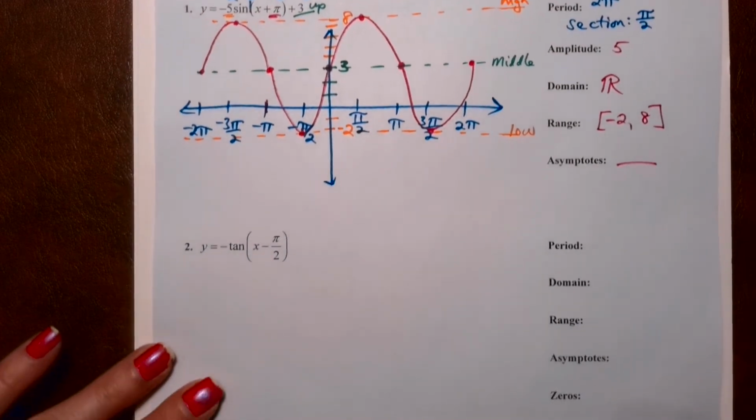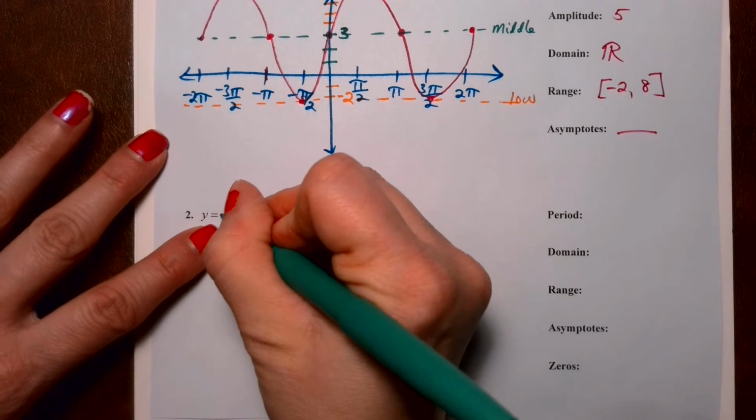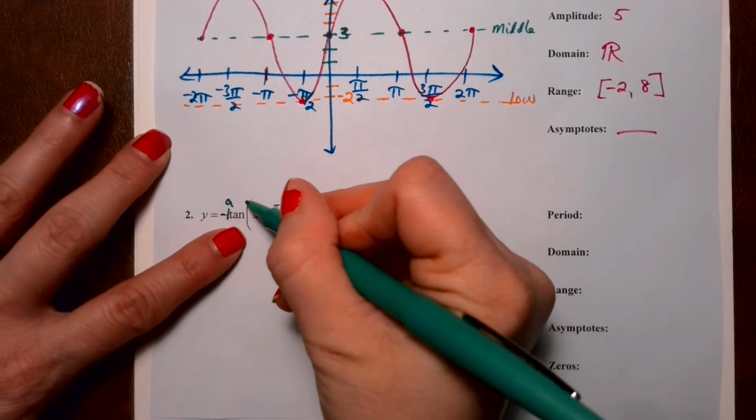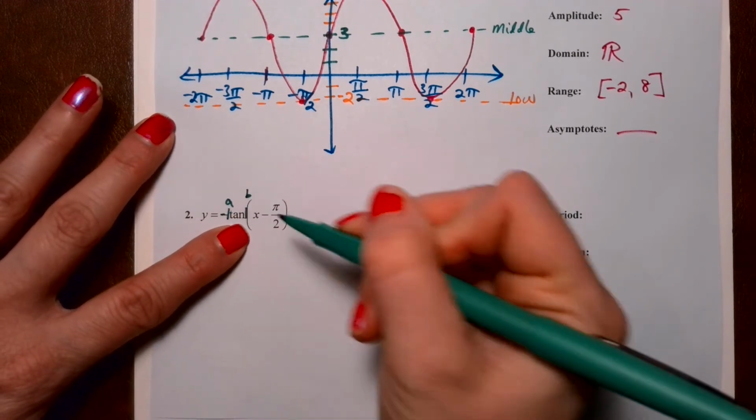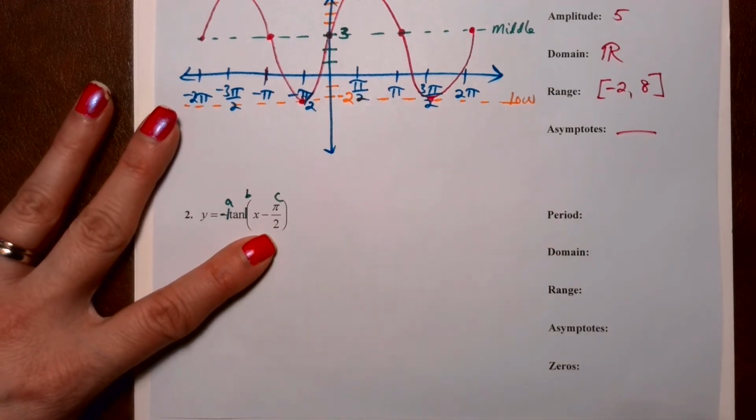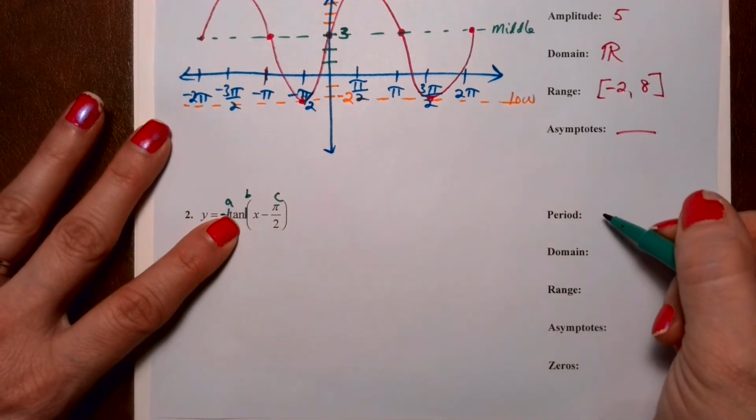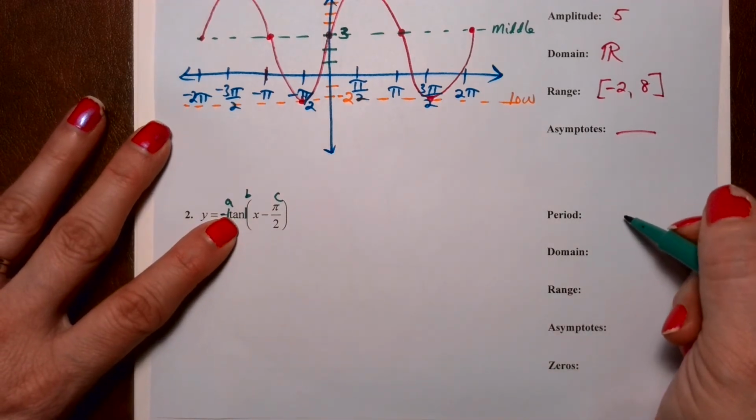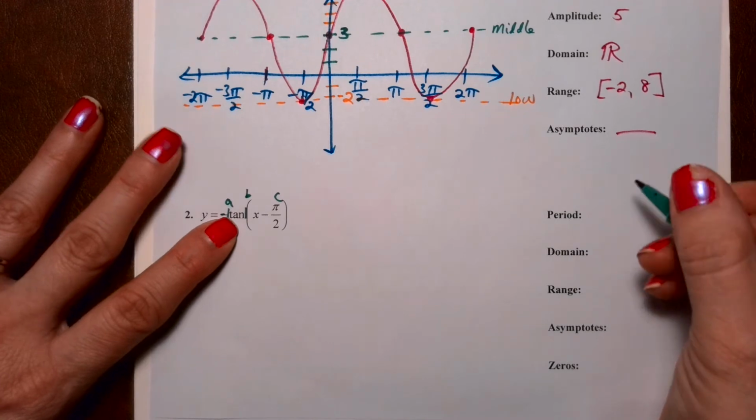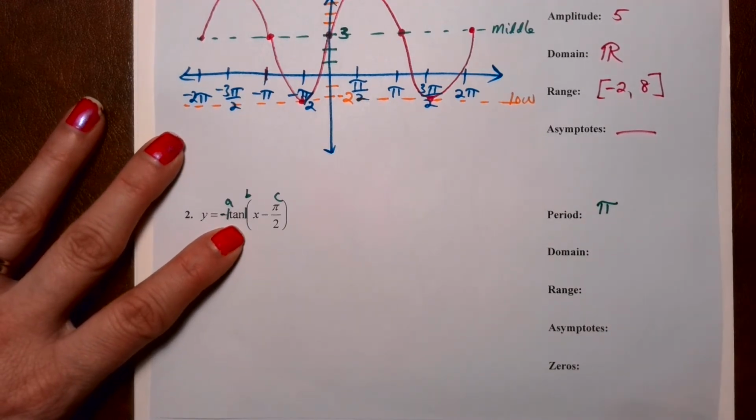Let's look at a tangent graph that has some phase shift. The first thing we'll do is label all our numbers. We've got a negative 1, that's the A value. The B value is out in front of the parentheses. We've got a C value and no D. So the period for tangent, what's the tangent formula for period? The period is pi over B, which is just pi over 1.